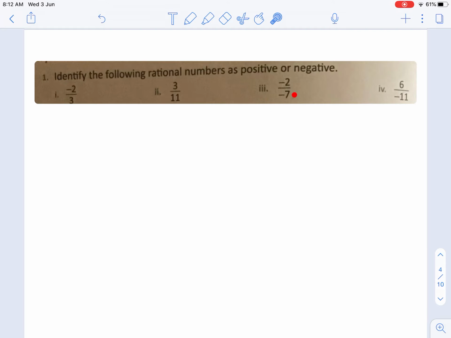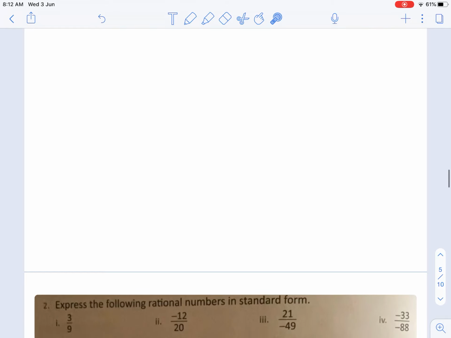Now next one, this minus 2 upon minus 7, both the numerator and denominator have the same sign, so it is a dash rational number. The next one, okay, very good. Now let us proceed further.